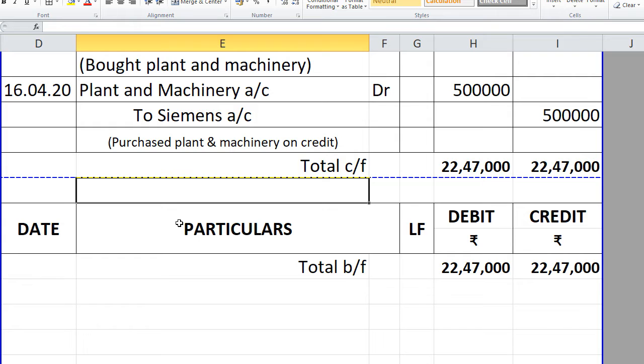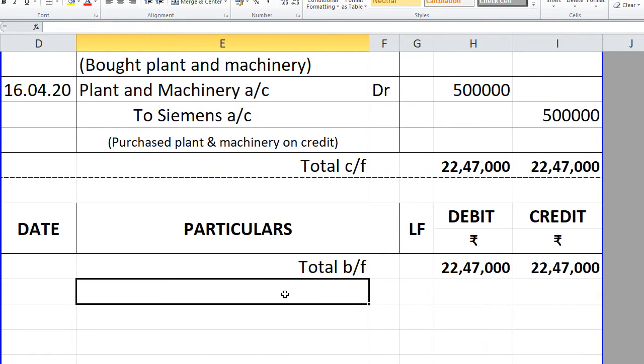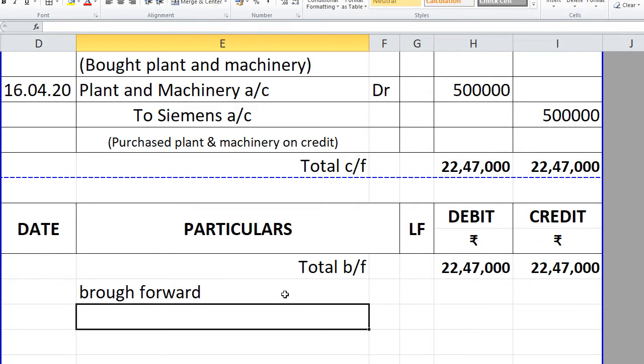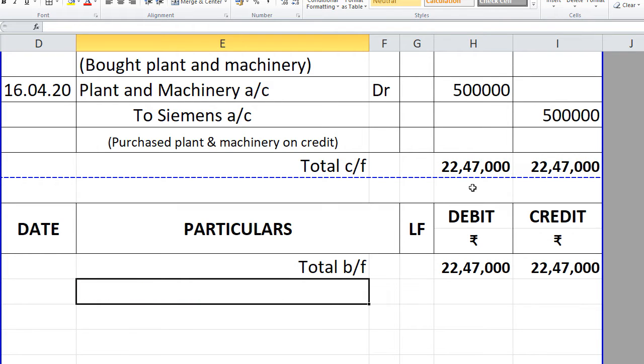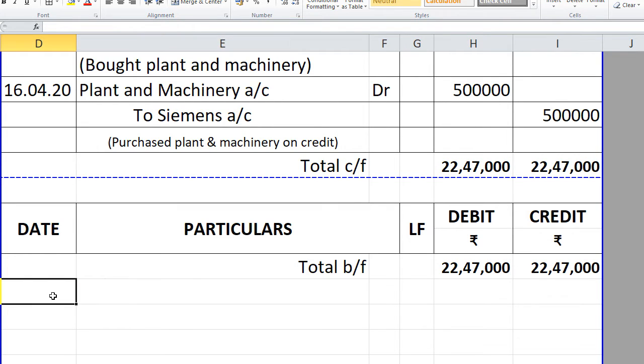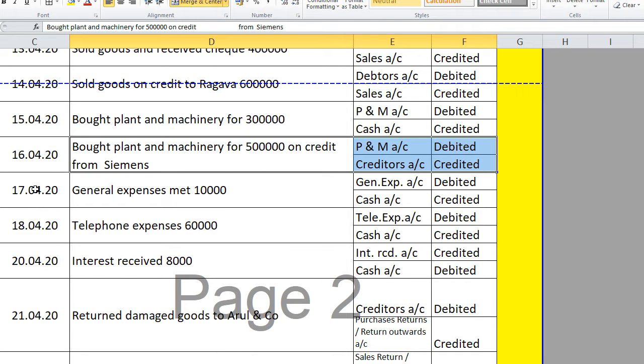So this is the second page; again we have to give the date, particulars, etc. And in the very first line you have to write this total b/f, meaning brought forward. The same amount you have to enter, and again we have to continue our journal entries. Now what is the next journal entry? On 17, general expenses paid 10,000. General expenses account is to be debited and cash account is to be credited. You know very well. Let me go.